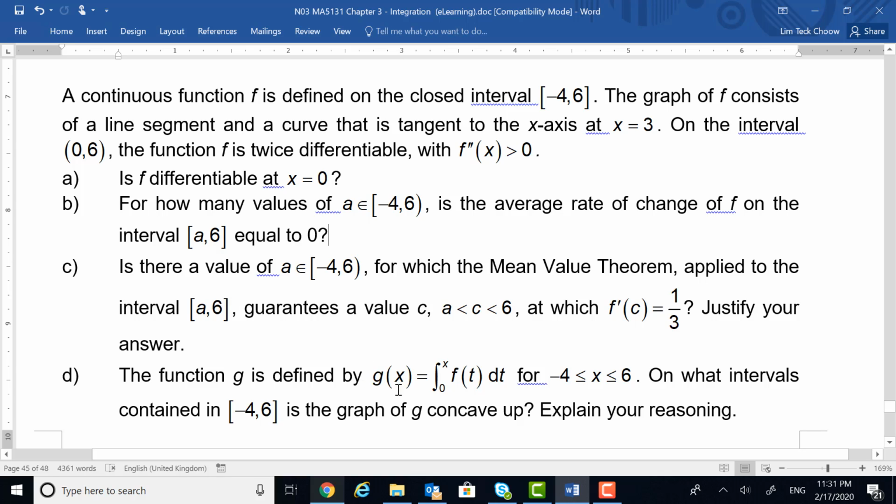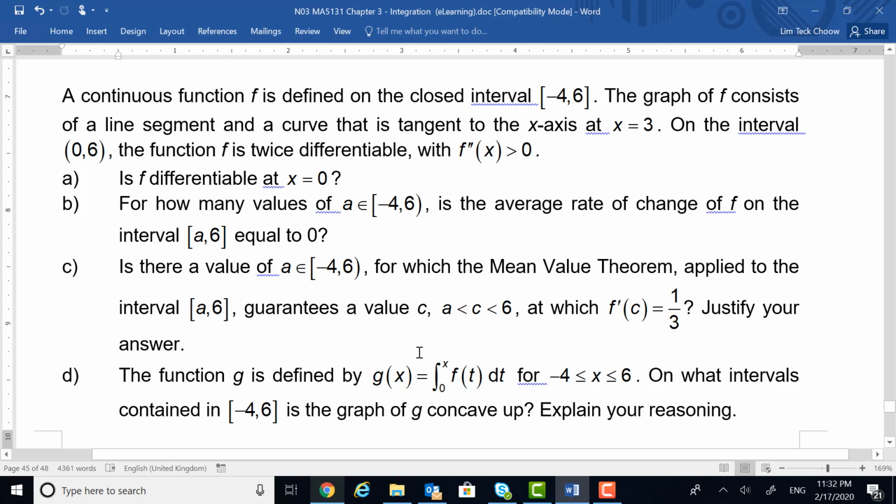So what I'm going to do is differentiate this G(x) here to give you G prime. Differentiating the right hand side, remember the second theorem says if you differentiate an integral from 0 to x of f(t), it will just give you f(x), which means the gradient of g, which is g prime x, is just equal to f(x).